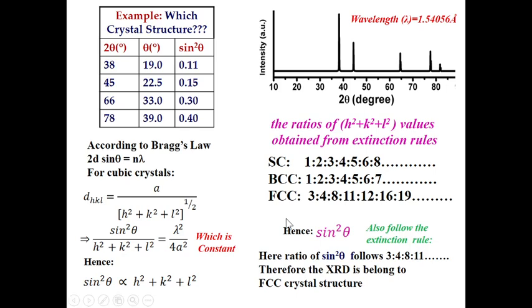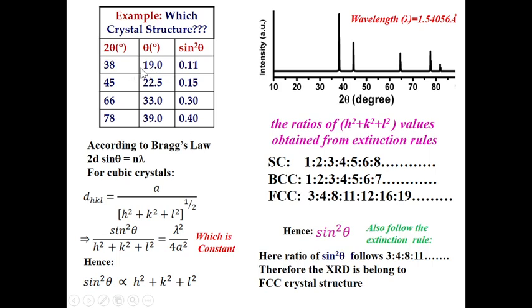So here we concluded that if we consider this XRD pattern and its corresponding peaks, the corresponding 2 theta values, from that 2 theta value we got the sin square theta. From this relation we found that sin square theta is proportional to h square plus k square plus l square, and h square plus k square plus l square for simple cubic, body centered cubic, face centered cubic has to follow this relation. So sin square theta also has to follow this relation.